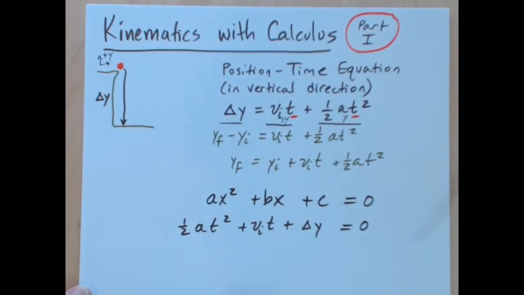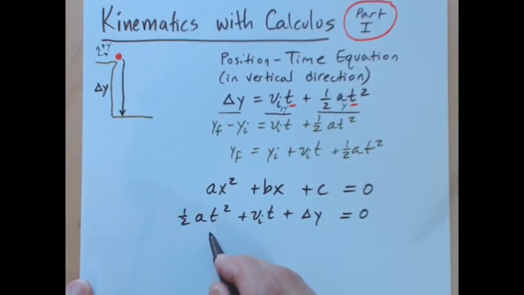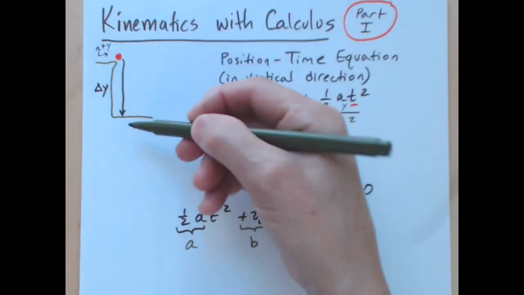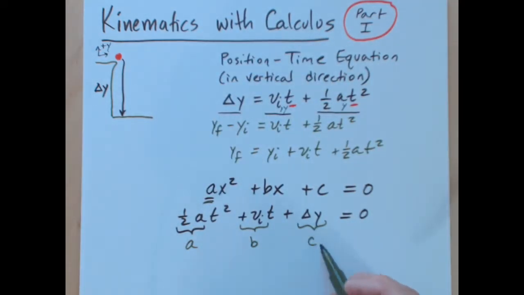So what this means is that 1/2 a really corresponds to the a coefficient in the quadratic function up here. So 1/2 a corresponds to a. It's not the same as acceleration, it's this a term in the quadratic expression. V initial corresponds to b, and then the change in height, or the displacement, corresponds to c.